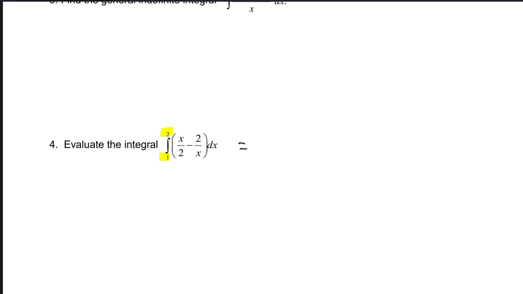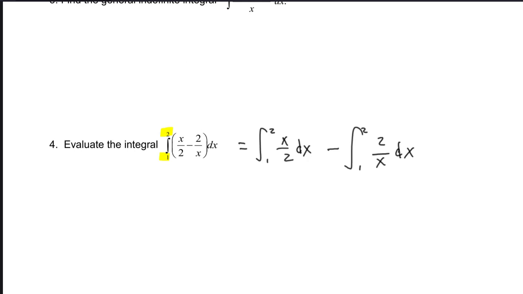This is going to equal. Now, I'm going to write a lot of steps, which once you start getting used to this, you can skip these steps. But it's a subtraction. So that means I can integrate from 1 to 2 of x over 2 dx. Don't forget the dx. Minus, do another integral from 1 to 2 of 2 over x. And don't forget the dx. That's the differential. It's very critical in the integration.